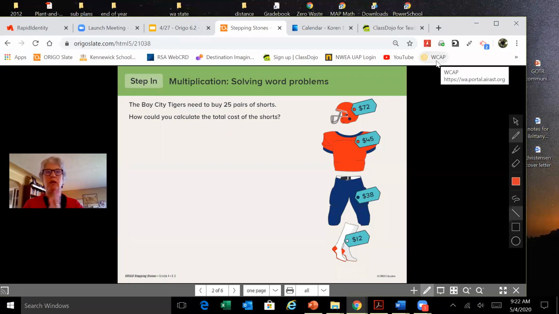Okay, good morning. It's Monday morning, and we're going to start off with doing Origo 6.5. And we are doing a word problem, a story problem. I'm going to practice one, and then we will go through and I'll give you a journal entry.